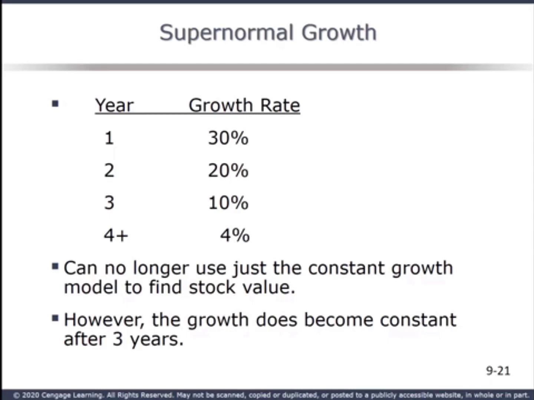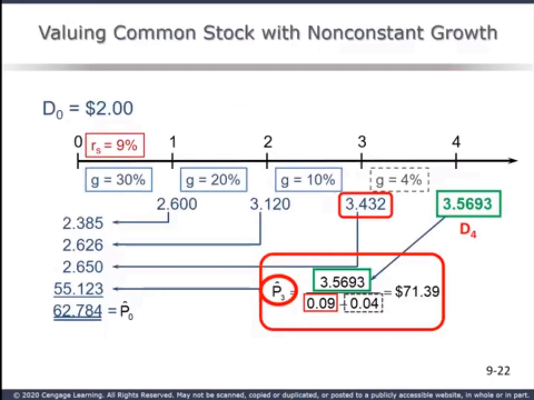We obviously can't use the constant growth model, at least not for the non-normal years, but at some point the growth does become constant. Let's assume our stock is going to grow at 30% for year 1, 20% for year 2, 10% in year 3, and then stabilize at 4% forever. Required return still 9%. The timeline chart lays out the solution technique. Put the growth rates and the required return on the timeline.